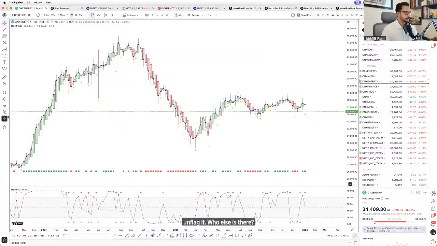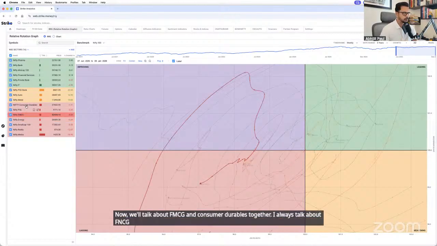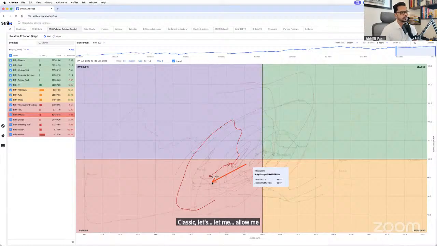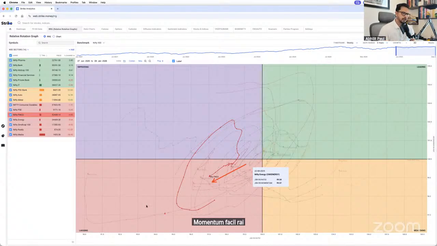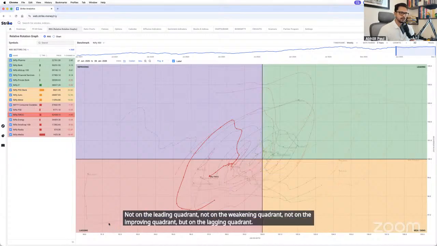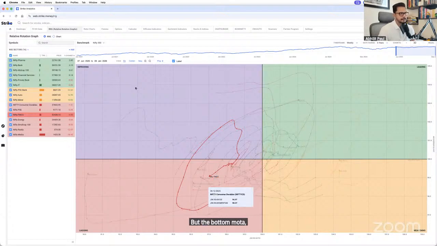Who else is there? Now we'll talk about FMCG and consumer durables together. I always talk about FMCG and consumer durables whenever I discuss them. FMCG, classic, allow me to call it weak RRG, bad looking RRG. Angling down, relative strength निकल रहा है, momentum फिसल रहा है, और ये entire चीज़ हो रहा है lagging quadrant पे. Not on the leading quadrant, not on the weakening quadrant, not on the improving quadrant, but on the lagging quadrant. मतलब खराब एंगल एंड खराब क्वाड्रेंट और वीक क्वाड्रेंट. बट यहीं से तो बॉटम होता है ना.